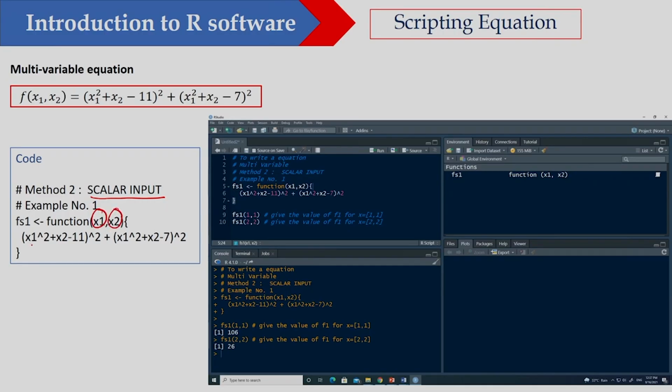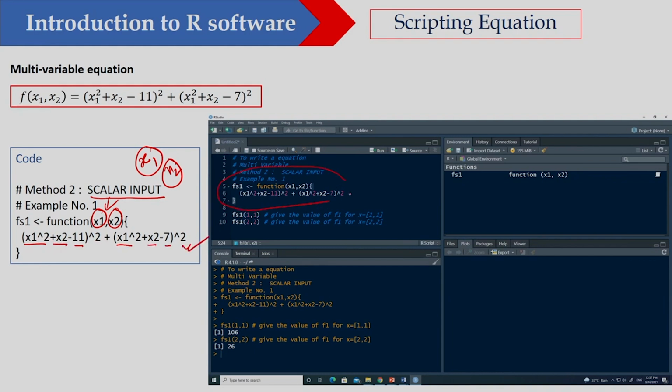So, here again, x1 is a variable. I am writing it as a scalar, and this is also a scalar, x2. In the argument itself I am giving scalar input. So, this is (x1 squared plus x2 minus 11) whole squared plus (x1 plus x2 squared minus 7) whole squared.